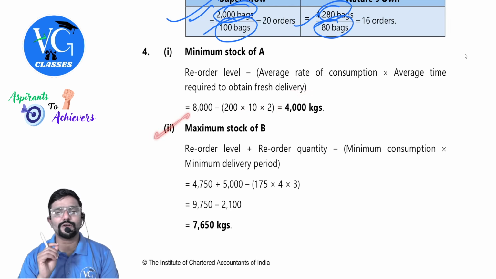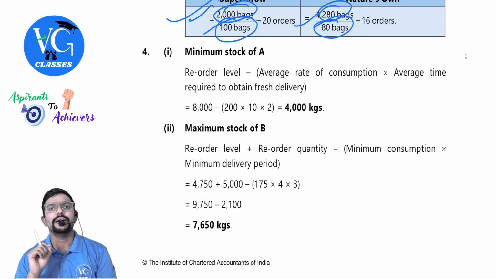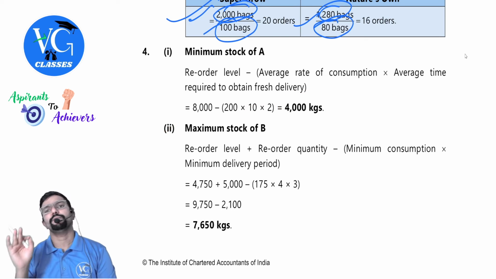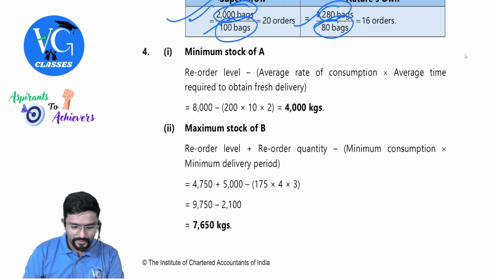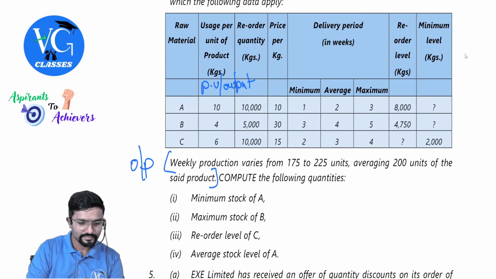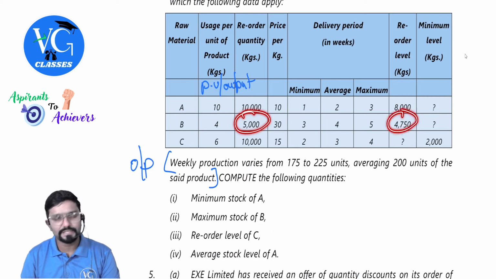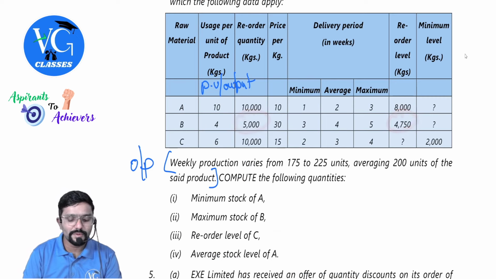Next, maximum stock of B. What is the formula? Reorder level plus reorder quantity minus minimum consumption into minimum reorder period. Okay, sir. Reorder level is it given? Yes. Reorder quantity is it given? Let me show it. Sir, proof I want, sir. For B, reorder quantity is given, reorder level is given. Correct? Yes. Now we want minimum consumption. What is the minimum consumption?